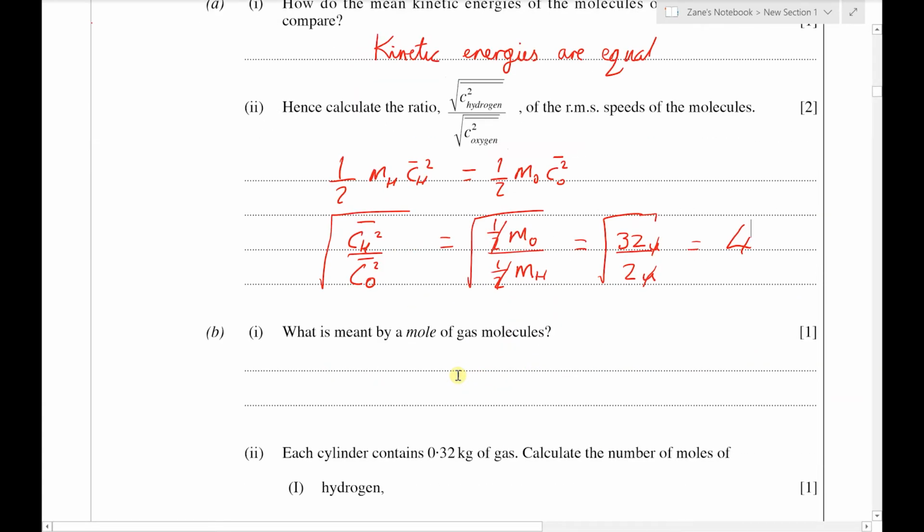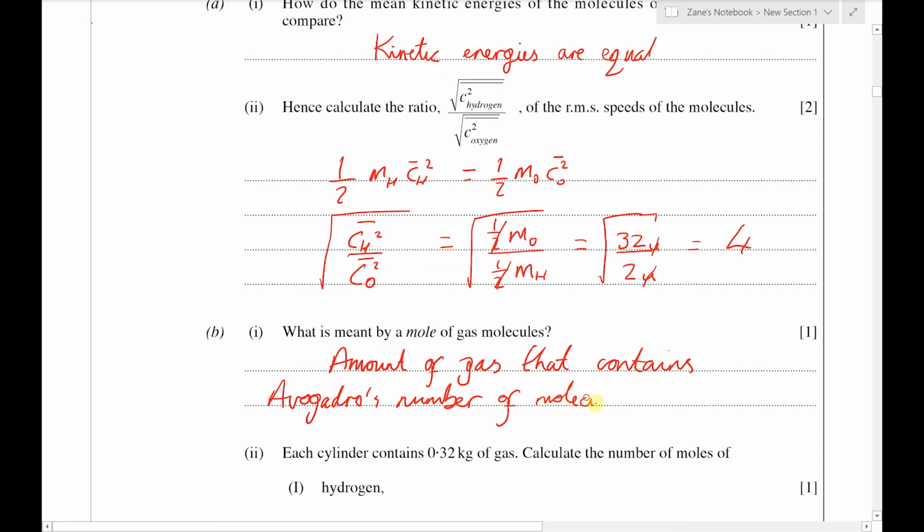What's meant by a mole of gas? It's the amount of gas that contains Avogadro's number of molecules. And that's 6.02 times 10 to the 23 molecules.